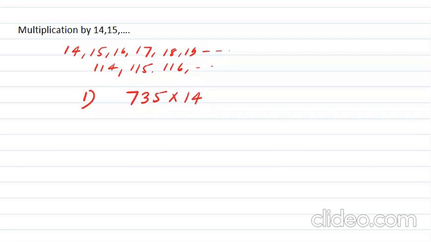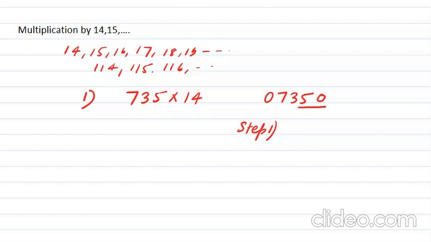What is the process? It is simple. You just add 0 in the beginning of 735 and you add 0 in the end of 735, and then you take two digits at a time. In step number 1, what you do? You multiply the penultimate digit by the number 4.